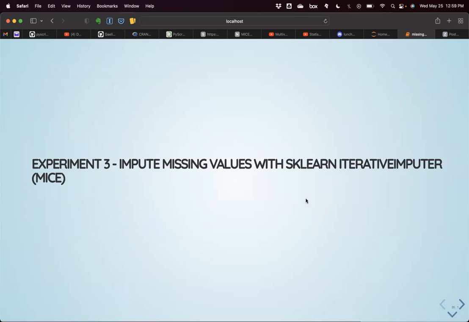So experiment number 3 is the one that is going to use that algorithm, MICE, right? Multiple Imputation by Chained Equations. And in the Python world, we have a library called scikit-learn, which is a companion of basically all the functions that you need to do machine learning, pre-processing, ensembles, all that. So we're going to use what is called the IterativeImputer, which is the formulation of MICE in scikit-learn.